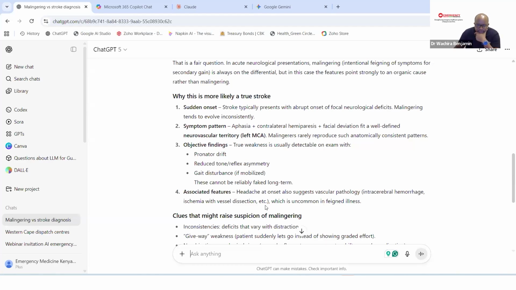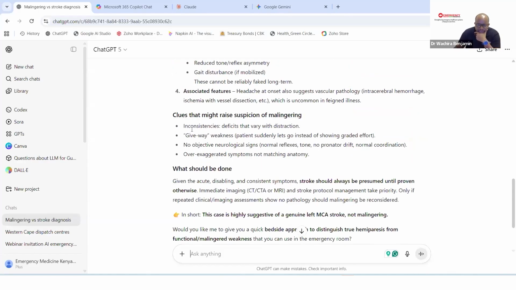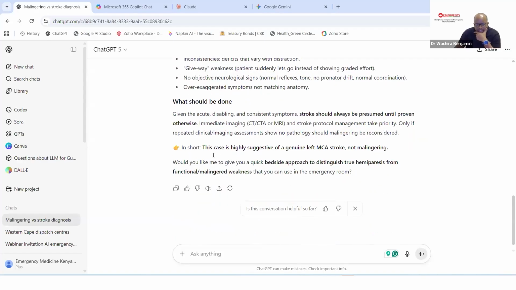Gait disturbance, features, headaches, muscular pathology, inconsistencies. A deficit that gives away weakness: the patient suddenly lets go instead of slowly graded effort, no objection, no findings. All right, in this case, that is just a stroke. Okay, so the patient is not malignant. Good job. All right.